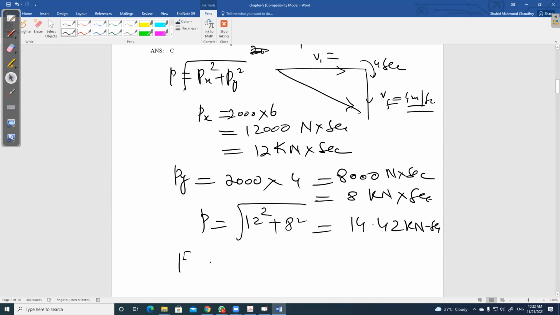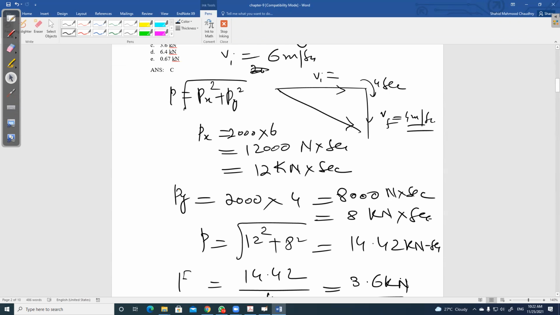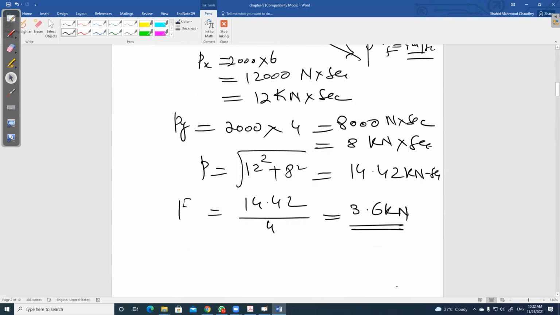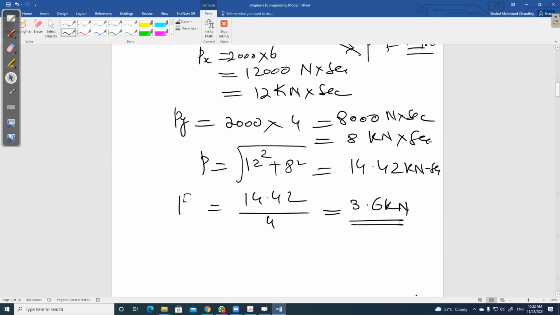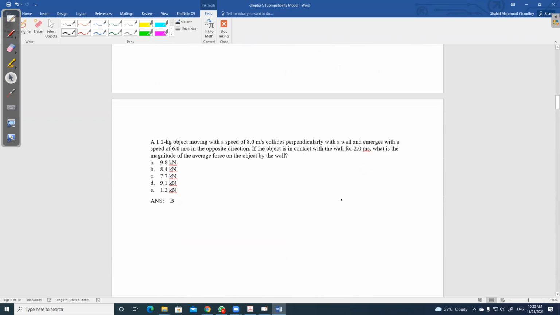Now you can find the force. This value divided by the time, 4 seconds, gives the answer 3.6 kilonewtons. So you can solve this problem in this way, or you can solve it another way also.